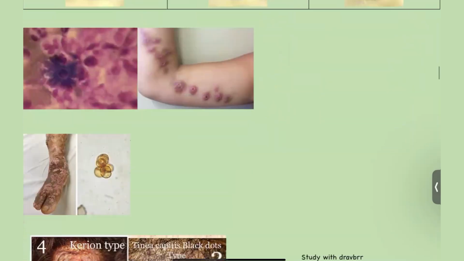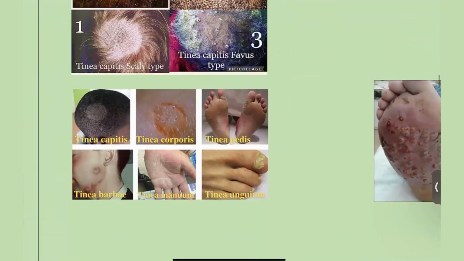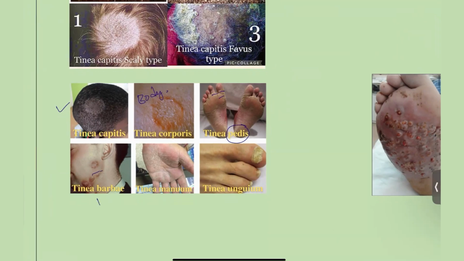Next, coming to the tinea, different types of tinea. So here you can see the picture. Tinea capitis will be involving our head and hair. And next one is tinea corporis, only this will be involving the body. Next, tinea pedis, the foot. Tinea barbae, only the beard region. Tinea manuum is going to involve the hands. And tinea unguium is going to involve the nails.